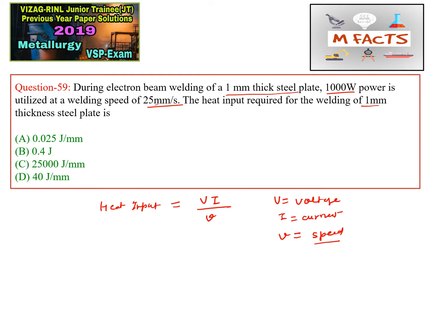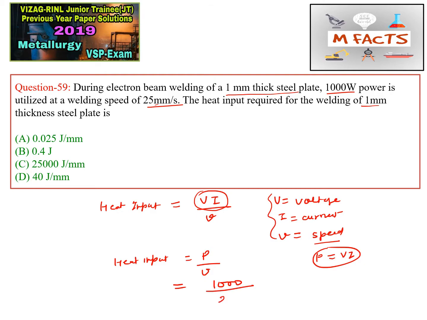Okay, so this is electron beam welding. This VI is basically power, because P equals VI. So if we do this power by speed, then we will get heat input. Here they have given the power value, that power value is 1000, and velocity is 25 mm per second. And this 1000 is in watt.